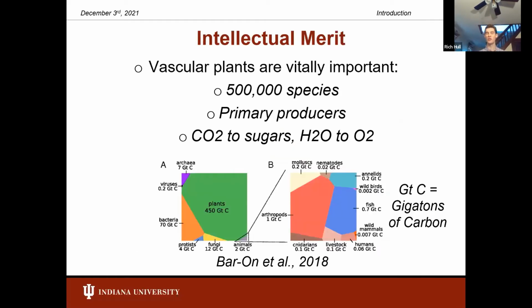So first, the basis for this research is broadly that vascular plants are vitally important. There's about 500,000 species of vascular plants worldwide, many of which are primary producers in terrestrial ecosystems. They convert CO2 to sugars, convert water to oxygen, vitally important ecosystem services, and they also contribute to most of the biomass on Earth. So here on the bottom left, I have a figure showing that plants comprise about 450 gigatons of carbon, compared to only 2 gigatons of carbon comprised of by animals.